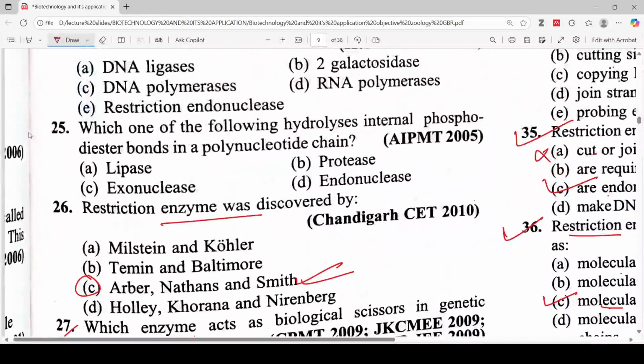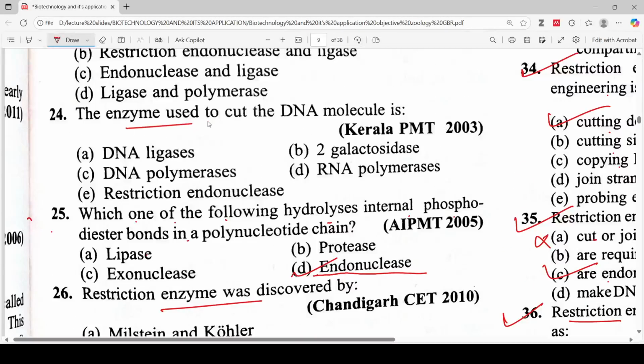Question number 25. Which one of the following hydrolyzes internal phosphodiester bond in polynucleotide chain? Ligase, exonuclease, protease, or endonuclease? So the endonuclease will be the correct answer. Next question. The enzyme used to cut DNA molecules is DNA ligase, DNA polymerase, beta-galactosidase, or RNA polymerase, and again the answer is restriction endonuclease. So these are the questions.